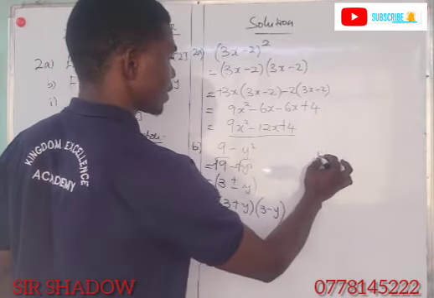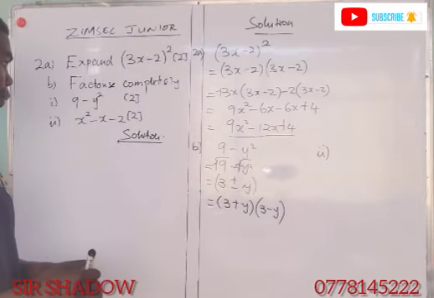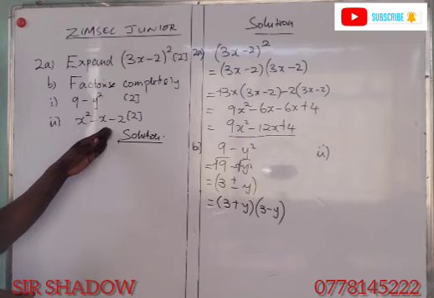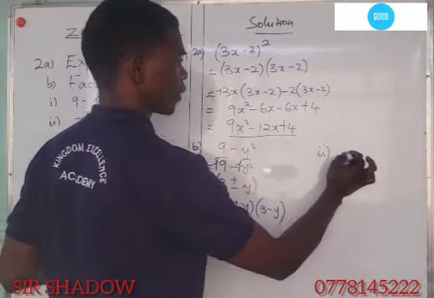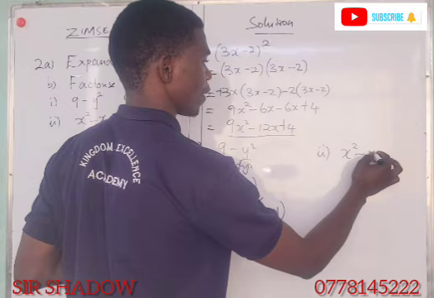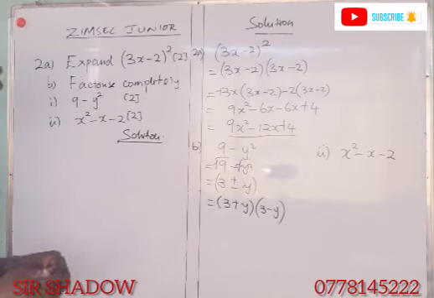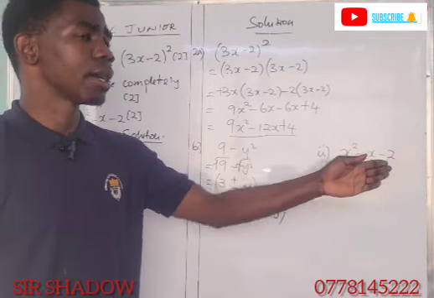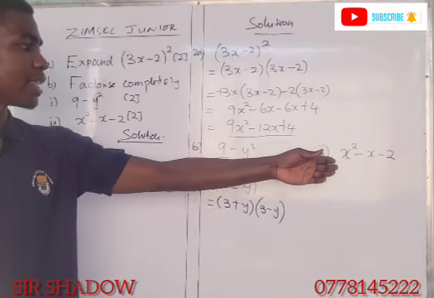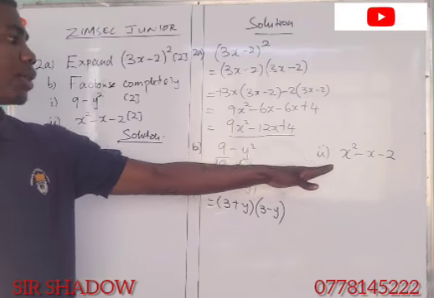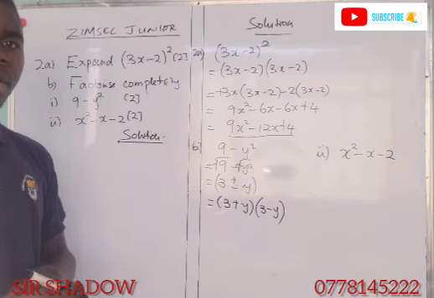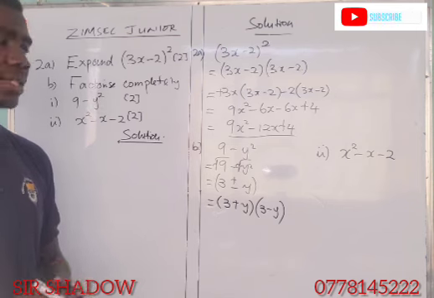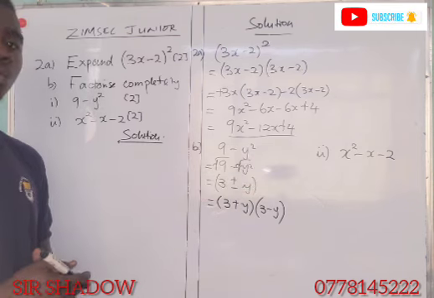Let's now work on the last part. On the last part, we are asked to factorize x squared minus x minus 2. So under the factorization of this quadratic expression, I want to teach you the two major methods you can apply for us to factorize x squared minus x minus 2 completely.